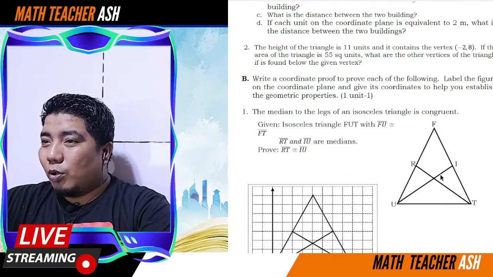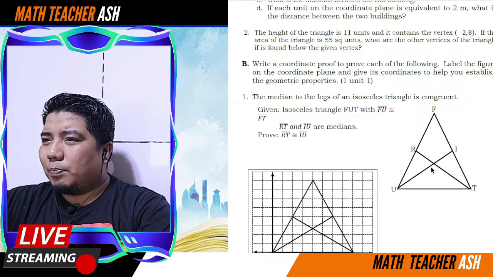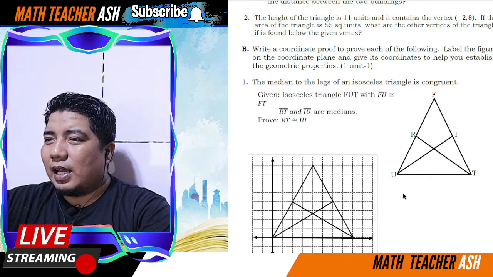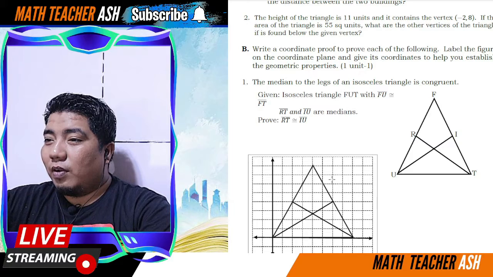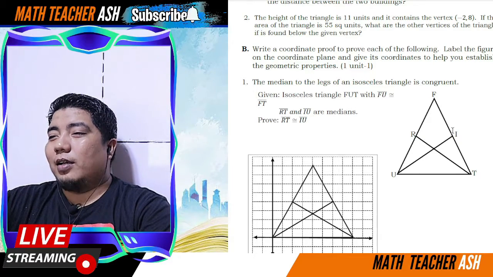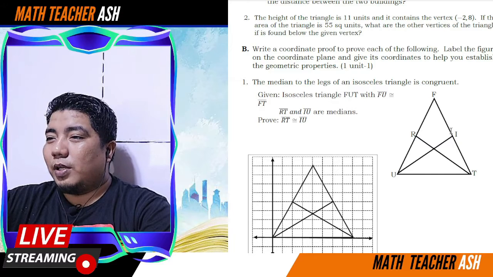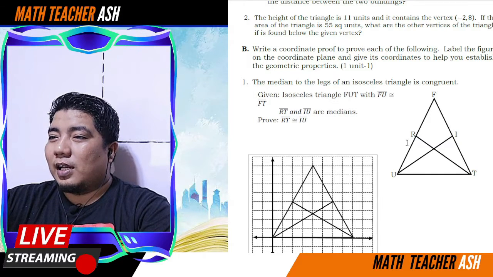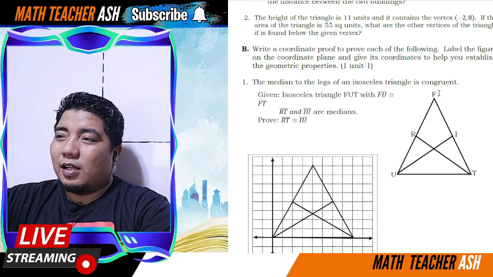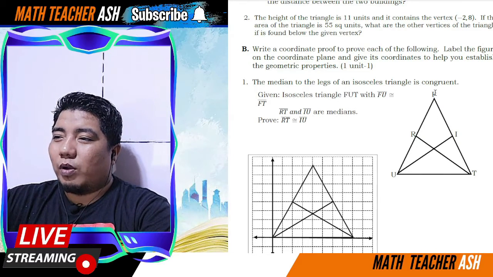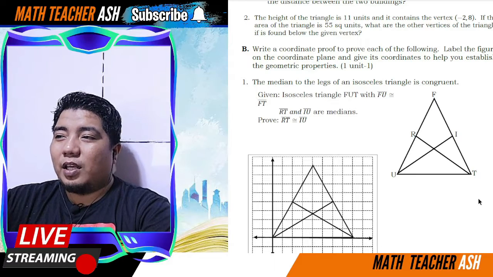Alright. So we have here, write the coordinate proof. Okay, the same lang kanina. Tapos, ang gagawin mo is to prove RT and UI should be equal daw. So this is an isosceles triangle. So when we say isosceles, that means that the two legs are equal. So FU and FT are equal.